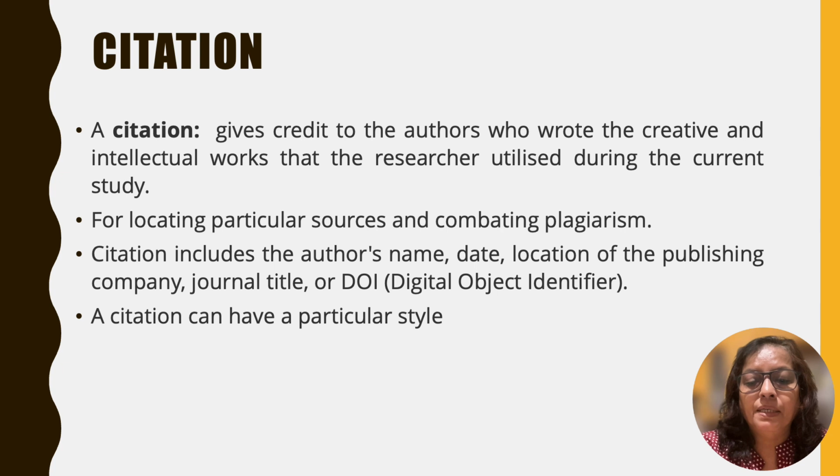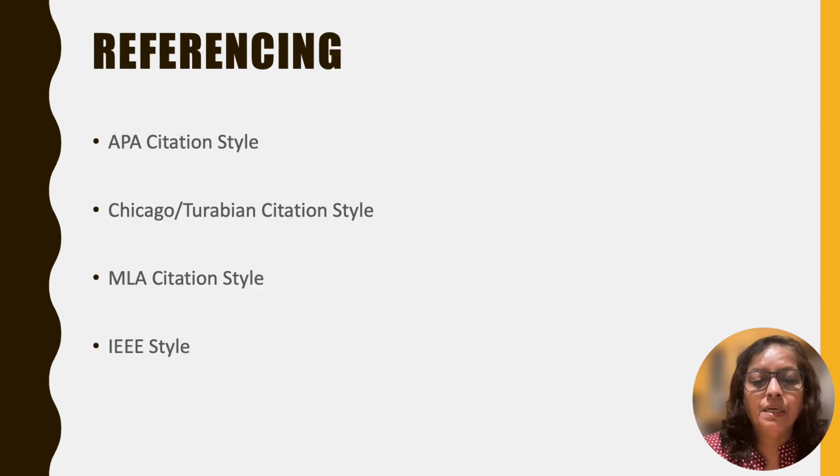So this is called the citation. It is useful for citing or stating that I've taken this from such a place. Simple. For locating particular sources and combating plagiarism, citation is important. It includes the author's name, the date of publication of the author's article, location of the publishing company, title of the journal, or digital object identifier. Many times you get it. And a citation can have a particular style.